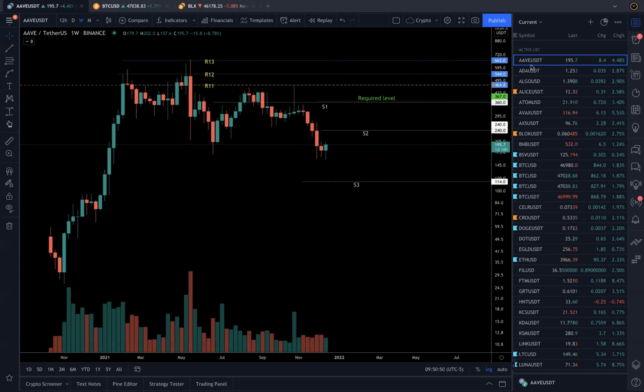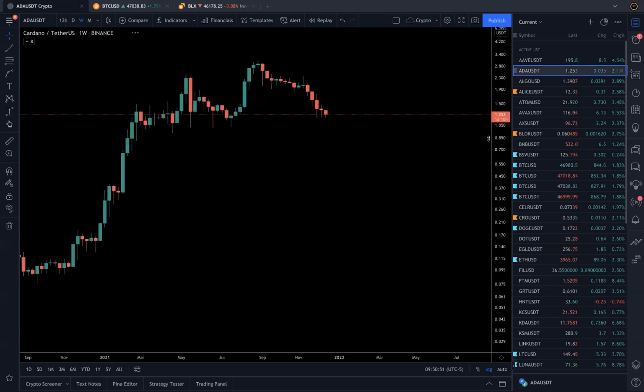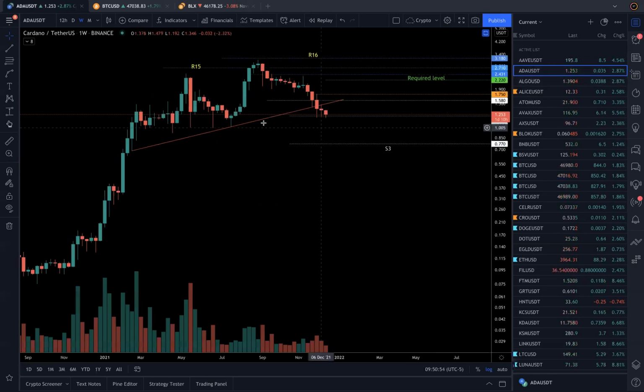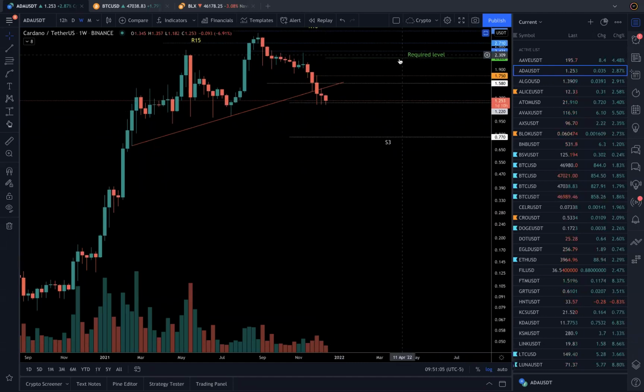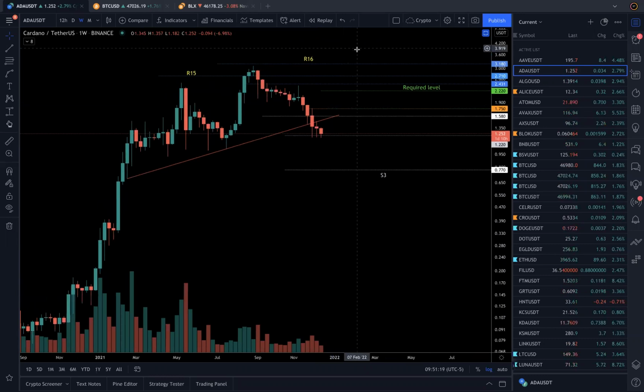Otherwise, these levels are known. There's nothing much to say other than showing the weakness or strength. So Aave is showing strength this week. ADA is not showing any strength. It's still on S2, as you could see, right? So here is the required level, and it has two levels in between. Aave has three levels, so that's the only difference. First it could react from here, react here, and then here, and then we'll talk about R17 in this case of ADA and so on.